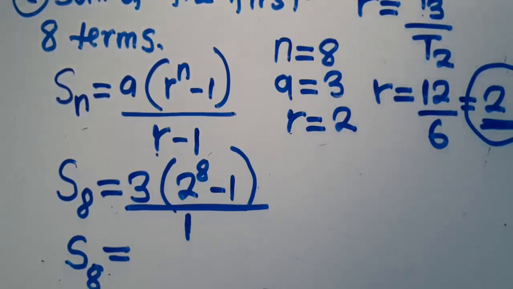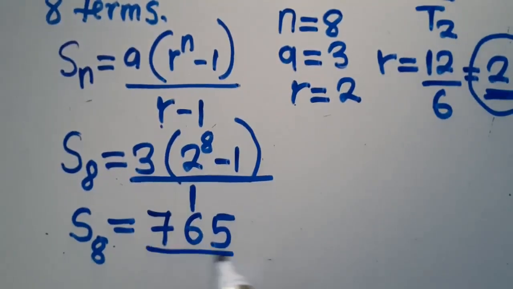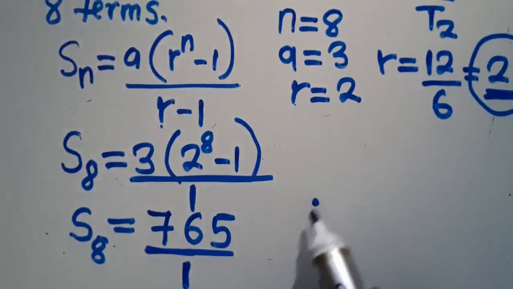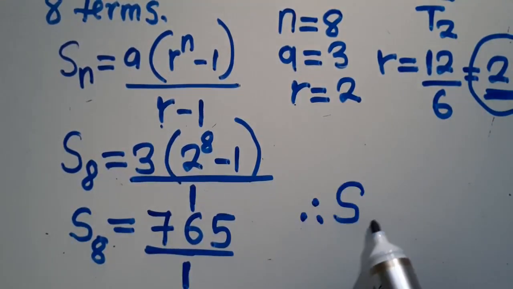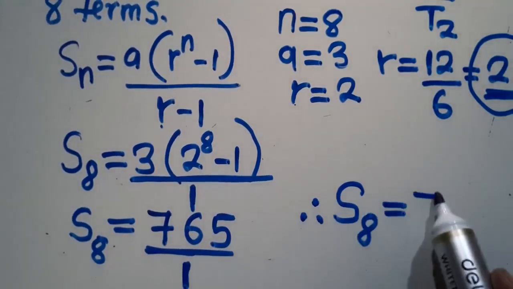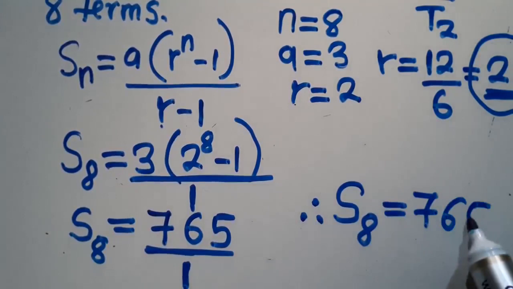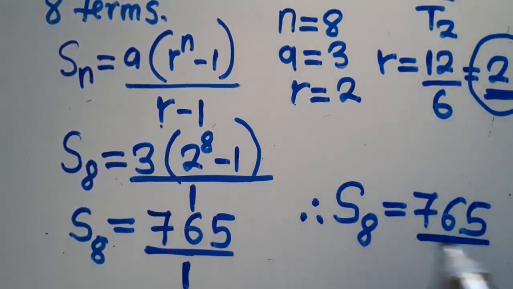What answer are you getting? You are getting 765. We follow procedure over 1. You just say, therefore, the sum of the first 8 terms is equal to 765. This is what you are supposed to do. So this is what I expected you to be doing even in the assignment that I gave you.